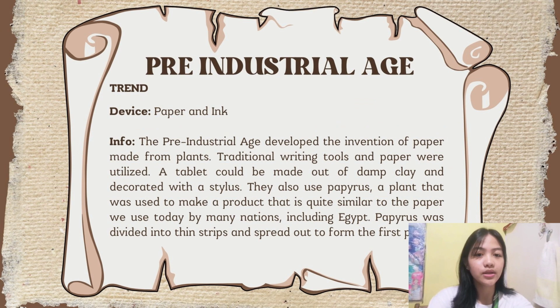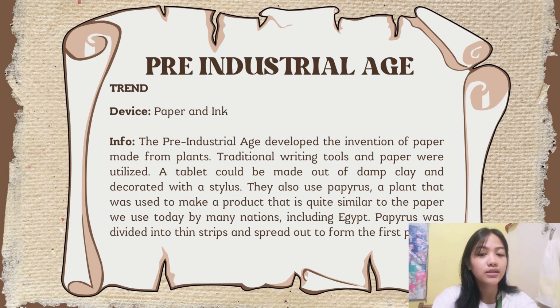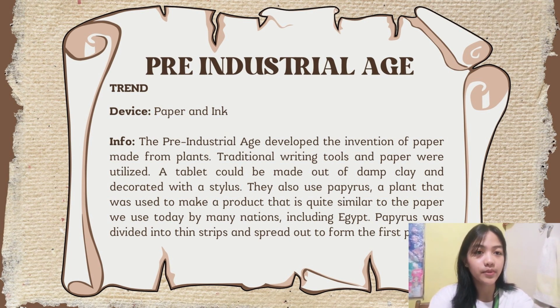The pre-industrial age developed the invention of paper made from plants. Traditional writing tools and paper were utilized. A tablet could be made out of damp clay and decorated with a stylus. They also used papyrus, a plant that was used to make a product that is quite similar to the paper that we use today by many nations, including Egypt. Papyrus was divided into thin strips and spread out to form the first paper.